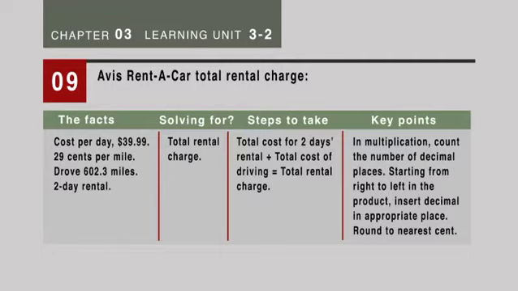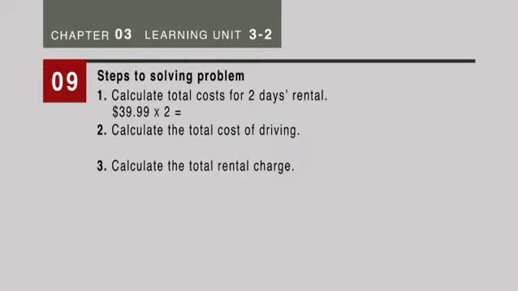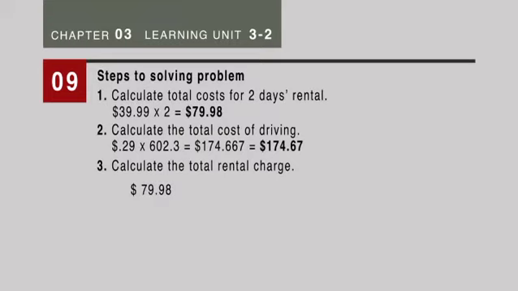Number 9, rental cars, $39.99 plus 29 cents a mile. We're going to do it for 2 days. We drive 602.3 miles. So what we want to do here is calculate the total cost for 2 days rental. $39.99 times 2 is $79.98. We want to calculate the cost of driving at 29 cents a mile, which is 0.29, times 602.3 gives you 174.667, but round to what? Nearest penny, or 0.67. Calculate the total rental charge, $79.98 plus 174.67. Well, it's going to cost me $254.65.